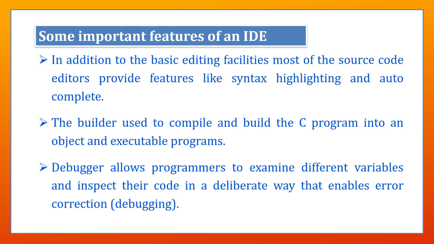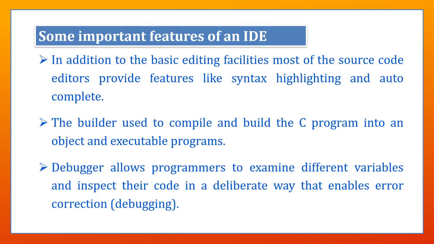In addition to the basic editing facilities, most of the source code editors provide features like syntax highlighting and autocomplete. The builder is used to compile and build the C program into an object and executable programs. Debugger allows programmers to examine different variables and inspect their code in a deliberate way.